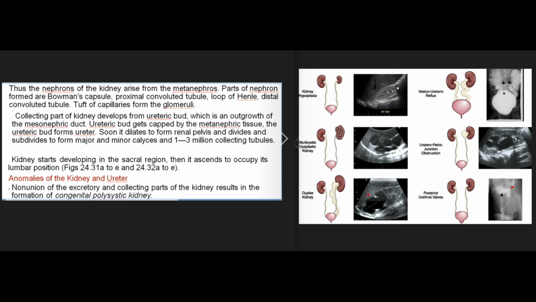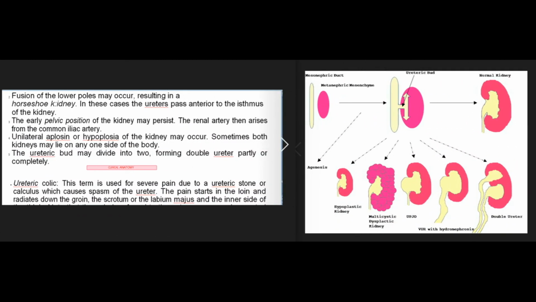Anomalies of the kidney and ureter. 1. Non-union of the excretory and collecting parts of the kidney results in the formation of congenital polycystic kidney. 2. Fusion of the lower poles may occur, resulting in a horseshoe kidney. In these cases the ureters pass anterior to the isthmus of the kidney. 3. The early pelvic position of the kidney may persist. The renal artery then arises from the common iliac artery. 4. Unilateral aplasia or hypoplasia of the kidney may occur. Sometimes both kidneys may lie on any one side of the body.